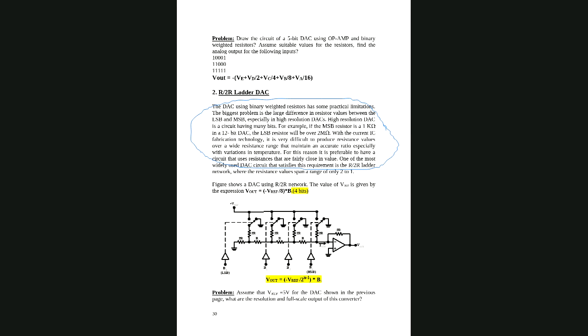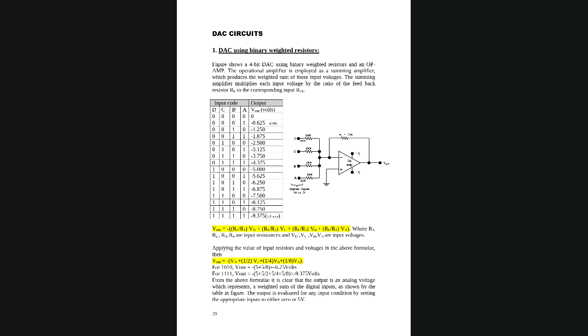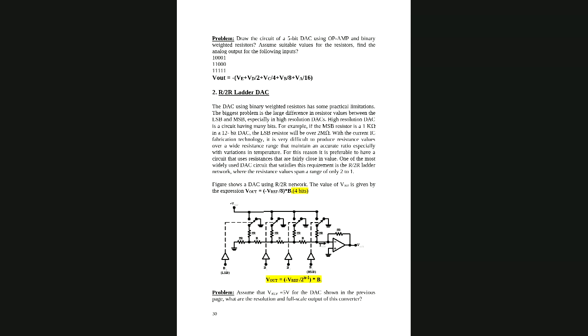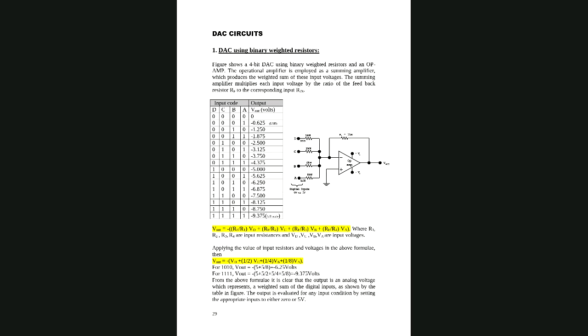The problem with the binary weighted resistor is this. Let's see the 4-bit first. We have the first resistor 1 kilo, then 2 kilo, then 4 kilo, then 8 kilo. When we have 5-bit, it will become 16 kilo. Then 6-bit, 32 kilo, because every new resistor is multiplied by 2. If I have 10-bit, the first resistor will be 1 kilo and the last resistor will be 1024 kilo ohm.